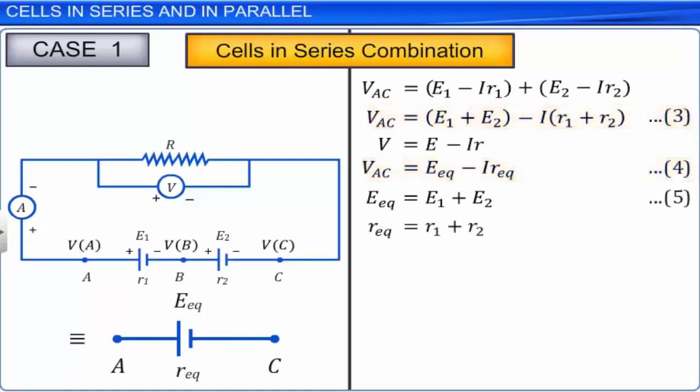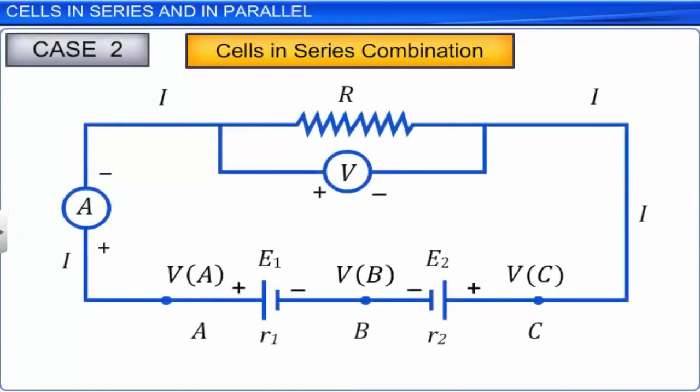Equation 5 is used to calculate the equivalent EMF of the series combination of two cells. Equation 6 is used to calculate the equivalent internal resistance of the series combination of two cells. Let us now observe changes in the equations when the negative terminal of the first cell is connected to the negative terminal of the second cell and E1 is greater than E2. Let us call this case 2.